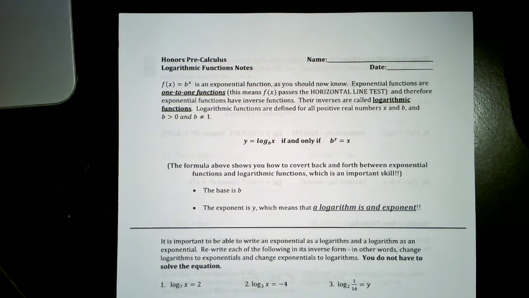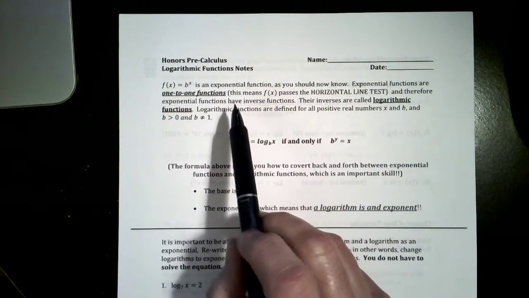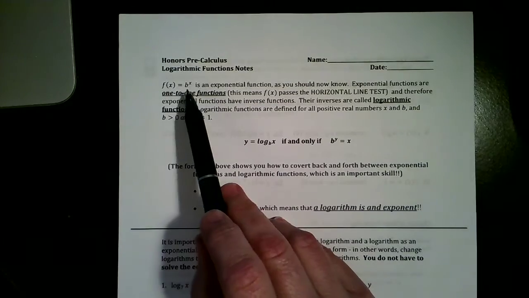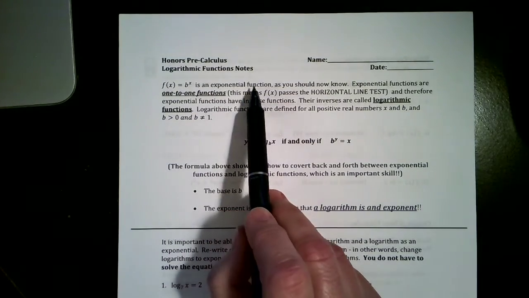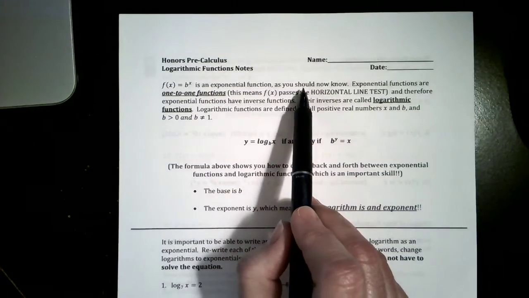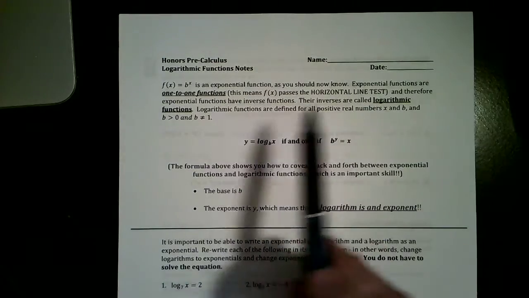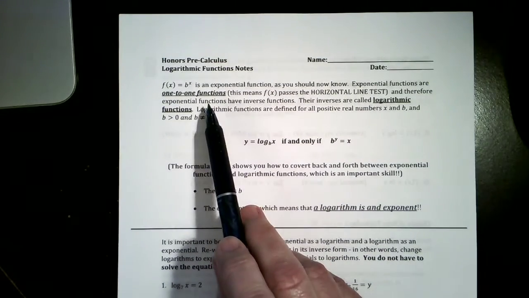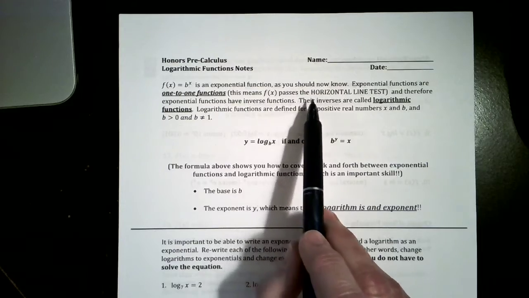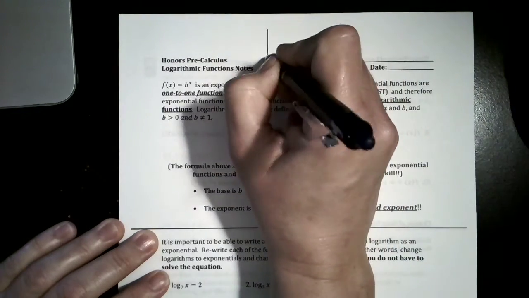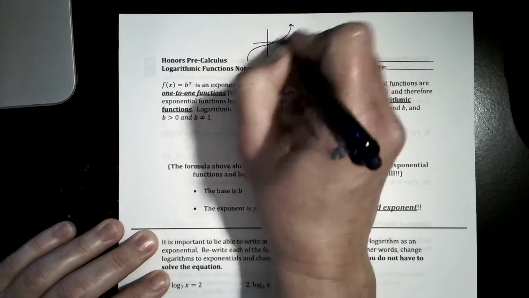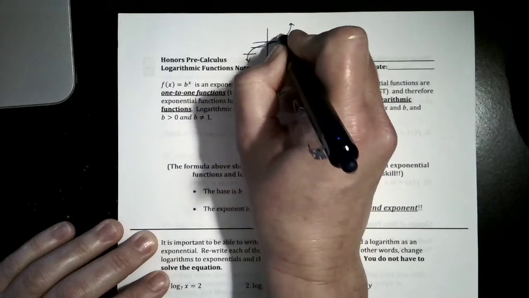We are going to move from exponential functions into logarithmic functions. So I'm just going to read this little paragraph here. It says f of x equals b to the x is an exponential function, as you should now know. Exponential functions are one-to-one functions. This means that f of x passes the horizontal line test. So for example, if I were to have this function, it passes the horizontal line test, right?